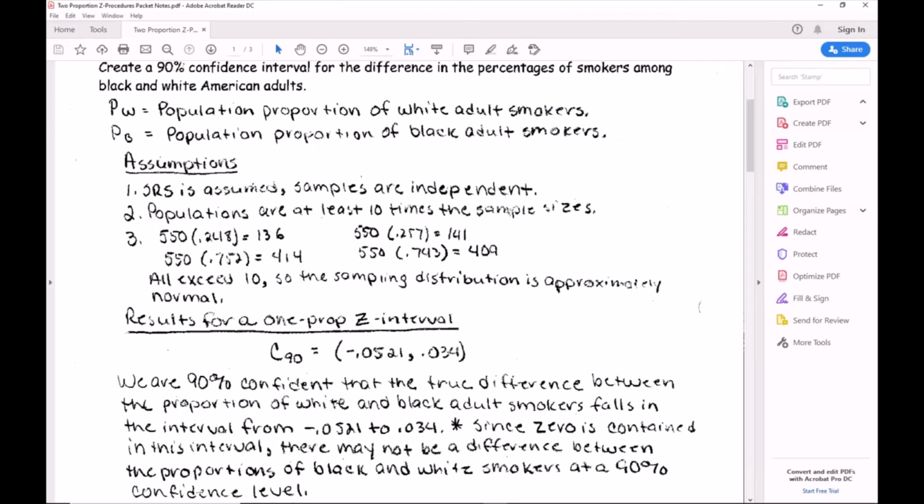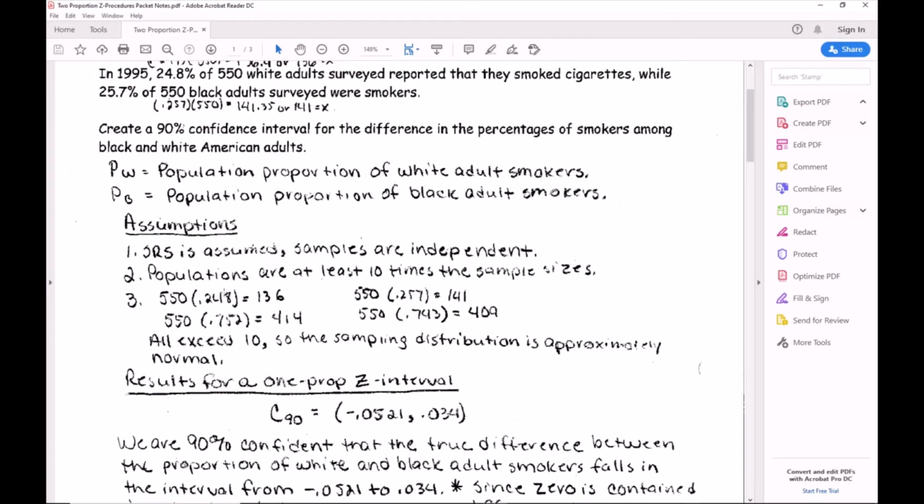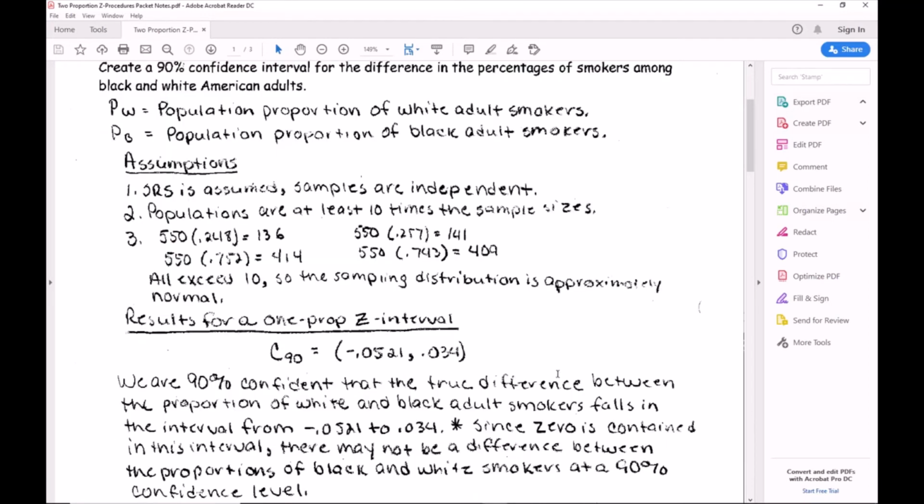Populations are at least 10 times the sample sizes. I believe that's obvious. So then I did n times p-hat, n times 1 minus p-hat, n times p-hat, n times 1 minus p-hat. This is for whites, this is for blacks. All of them exceed 10, so the sampling distribution is approximately normal. Okay, name your interval. That's a gradable thing.